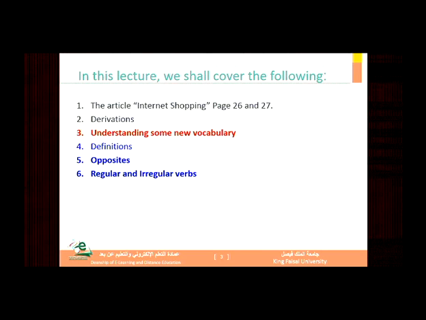We will also deal with some words and derive some nouns from verbs, verbs from adjectives, and so on and so forth. So we will have some derivations. We will also understand the meaning of some new vocabulary. We will also give some definitions taken from the article. We will also move to some analysis of this article and try to see some words and their opposites. At the end of the lecture, we will deal with some regular and irregular verb forms.